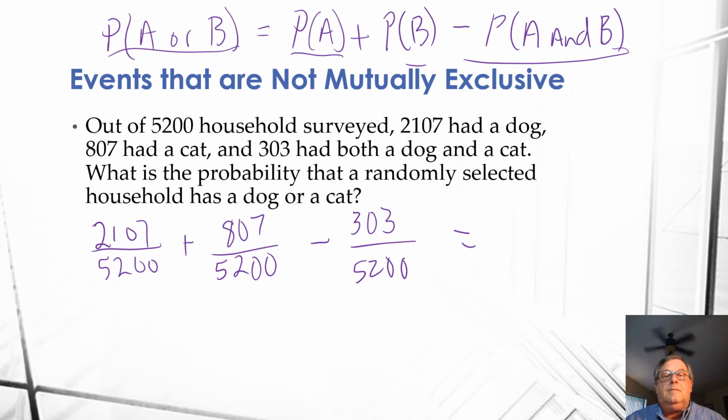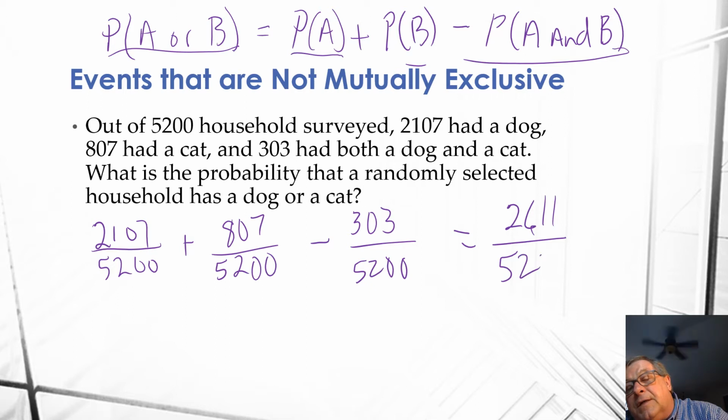And the probability that of the 5,200 households surveyed, a household would have a dog or a cat, and remember, you can have both, is 2,611 out of 5,200. And let's get a percentage on that. It looks pretty close to 50%. Yep. So it would be approximately 50%.